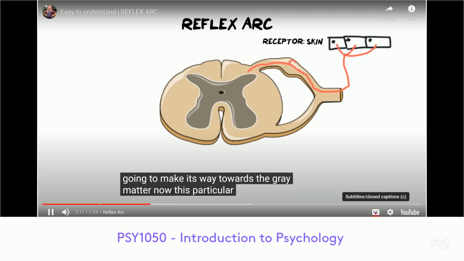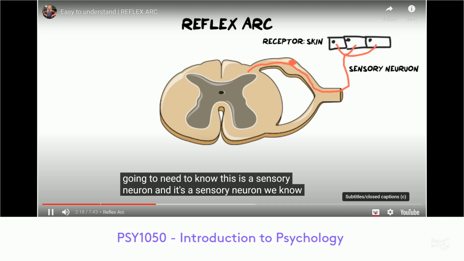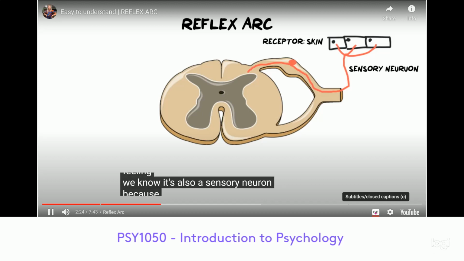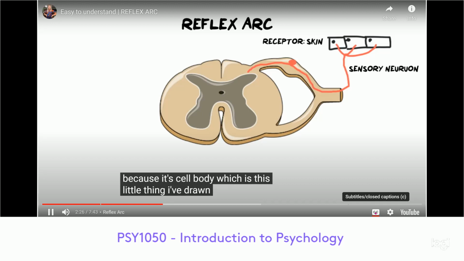Now, this particular neuron, you're going to need to know this, is a sensory neuron. We know this because it's obviously bringing in the sensory experience, what you're feeling. We know it's also a sensory neuron because its cell body, which is this little circle I've drawn on the side here, is off to the side of it.